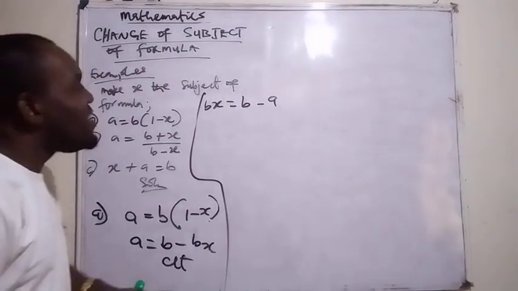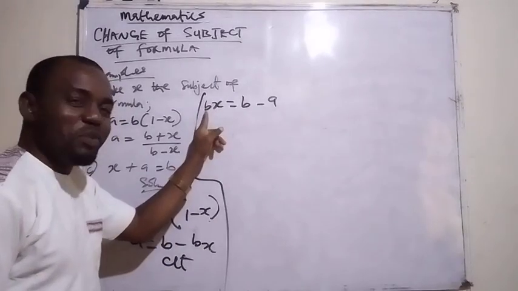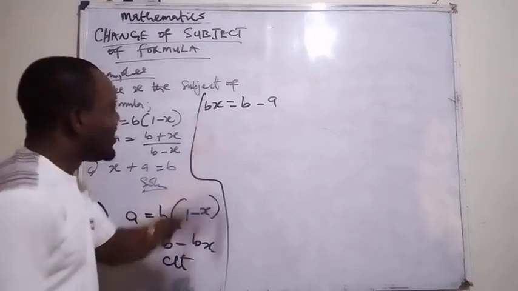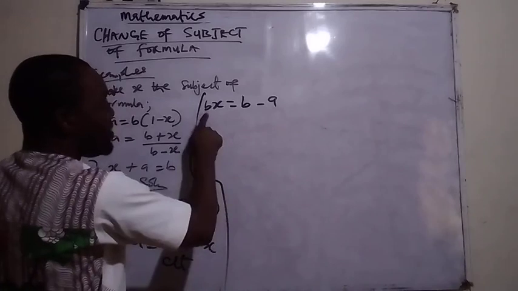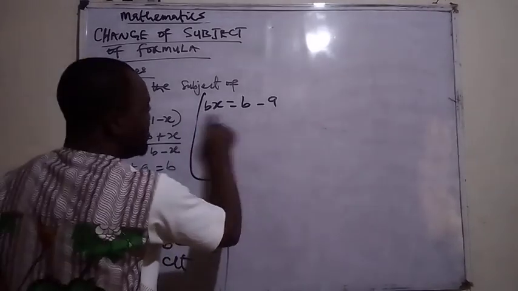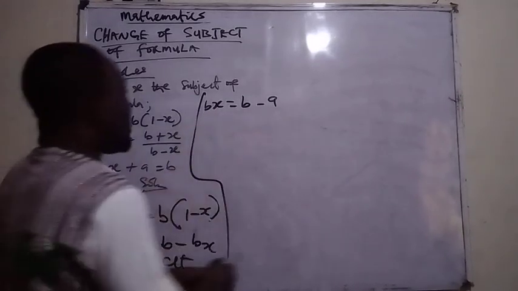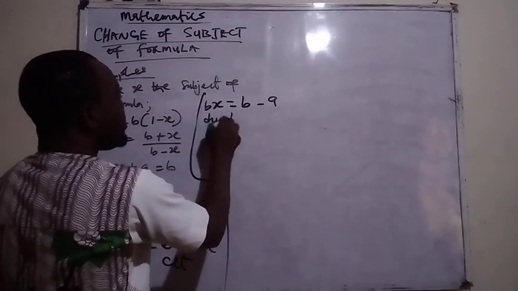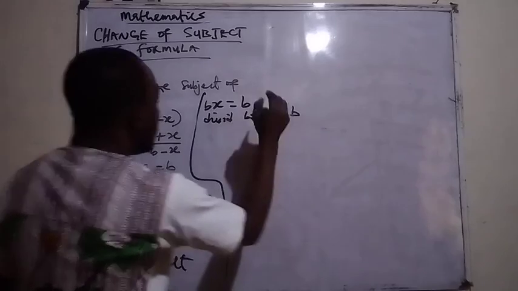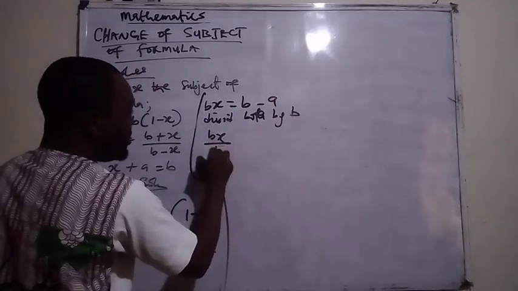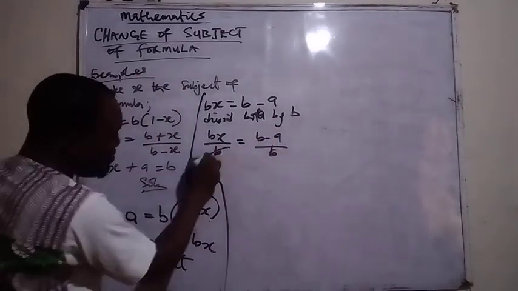Now, it will become easy to look for X, because this B can be removed. Is that understood? How do we remove the B? We'll just say divide both sides by B. If I divide here by B and divide this side by B, this B can cancel B. So we'll now have Bx over B is equal to B minus A over B. So we cancel this B.